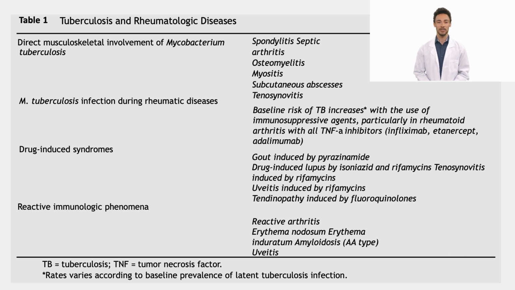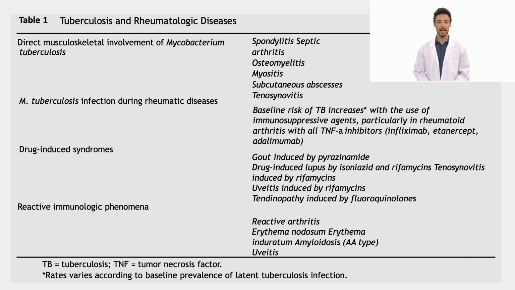Continuing with our categorization, our third category, drug-induced syndromes, encompasses the side effects that occur due to medications used to treat tuberculosis. This includes conditions like gout, which can be induced by pyrazinamide, and drug-induced lupus, a potential side effect of isoniazid and rifamycins. Rifamycins can also lead to tenosynovitis and uveitis. Another noteworthy syndrome is tendinopathy, which can be induced by fluoroquinolones. These instances demonstrate the need for vigilance when prescribing these medications, as these side effects can significantly affect a patient's quality of life and adherence to treatment.